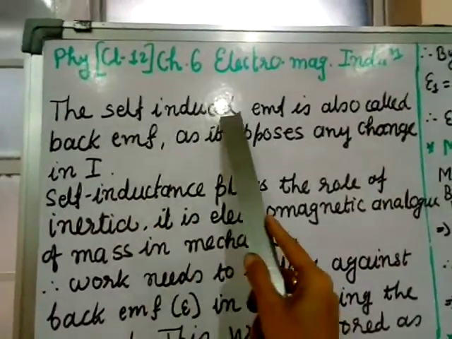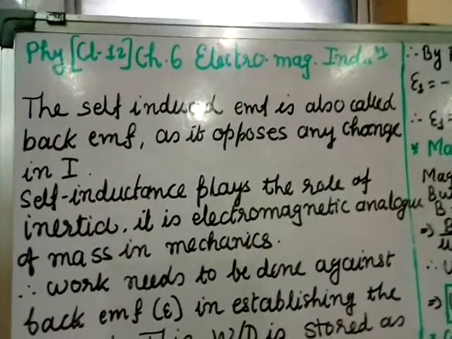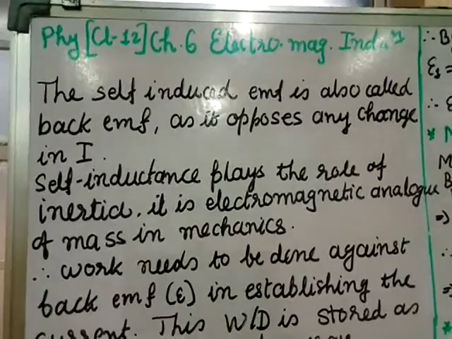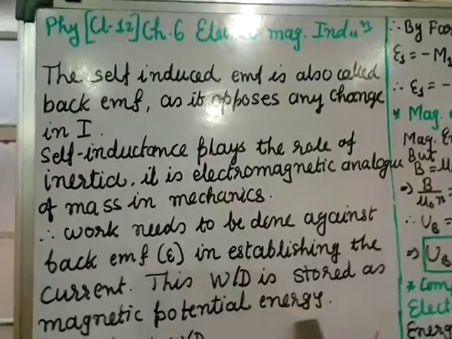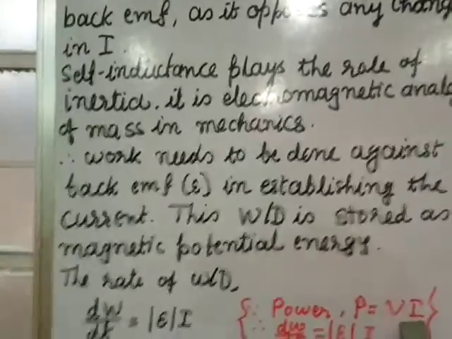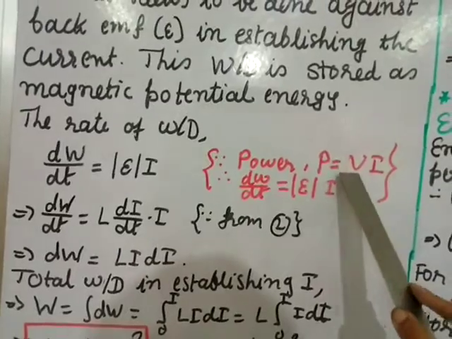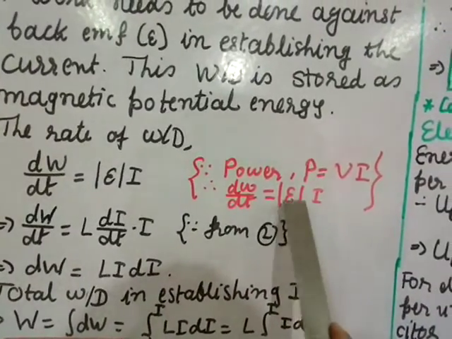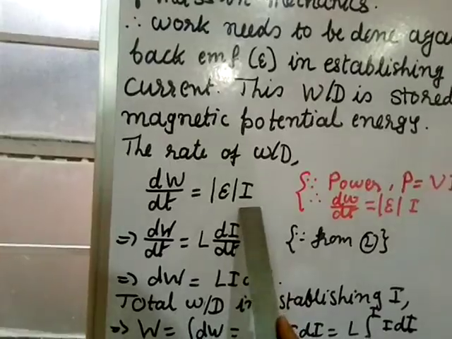We know that self-induced EMF is back EMF, meaning it is opposing the current. So if you want to establish the current, you have to do some work against this back EMF, and this work done is stored as magnetic potential energy. We are going to use the formula power P equal to V into I. Power is the rate of work done, dW by dt, and for V I am using the magnitude of E and the current I. So the rate of work done dW by dt is equal to the magnitude of E into I, and you put the E value from number 2.